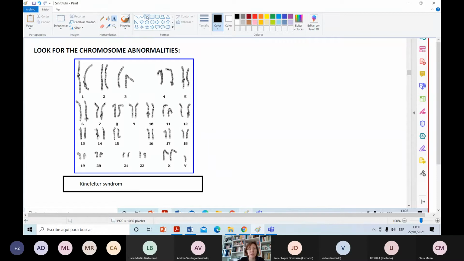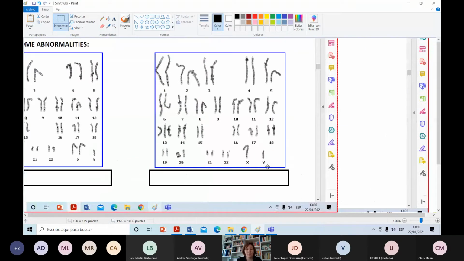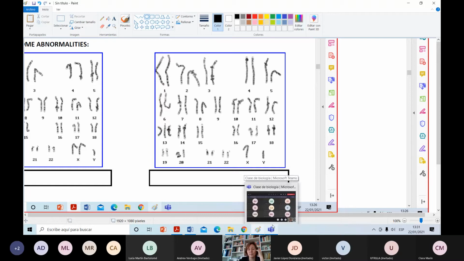So the only activity, the only thing you had to do for today was just marking this part that contained the irregularity, because it has 2x and a Y. Well, if we go back to this picture, the second one, this one seems to have no problem because it has one x and one y. So, Andres, is it a boy or a girl? The karyogram represented here, does it belong to a boy or to a girl?